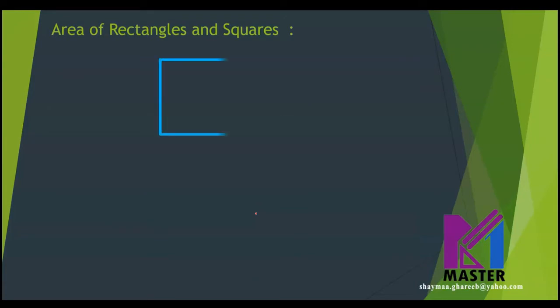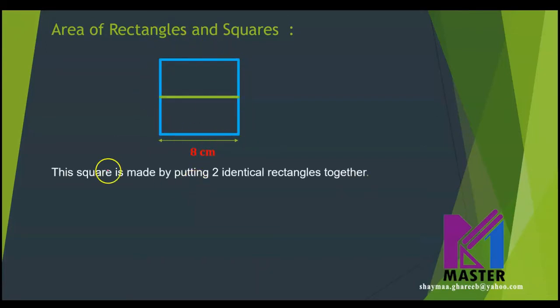Let's see more examples. This time I have a square, and we said its side here is 8 centimeters. Do you remember the square? All sides are equal. This square is made by putting two identical rectangles together. And identical means same shape and same area. So, what is the area of the square?